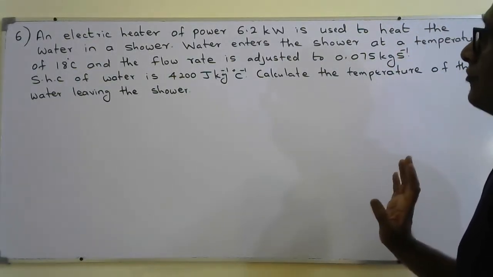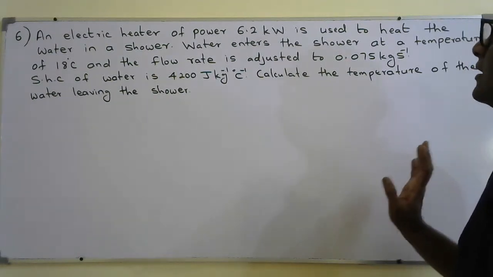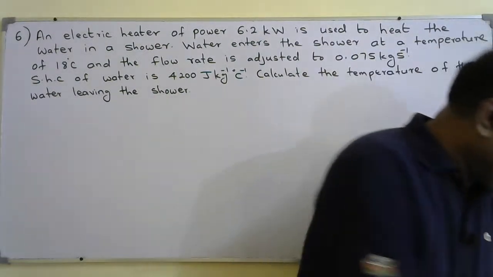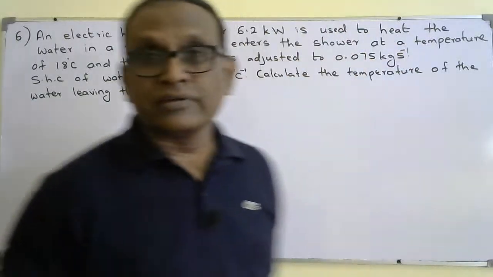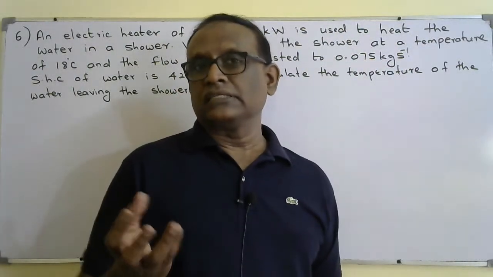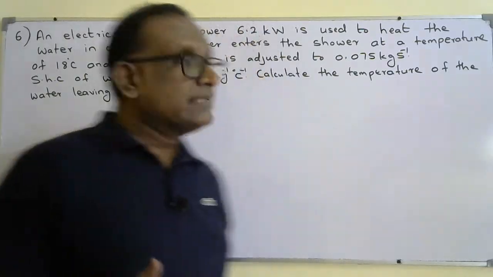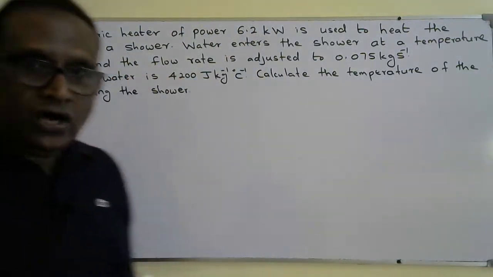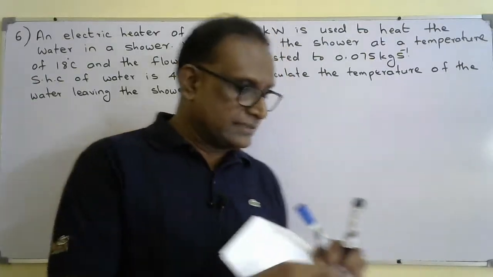The specific heat capacity of water is 4200 joule per kilogram per Kelvin. So if you think, this question is given in terms of flow rate. So we don't have the mass of water heated, and they have given the power of the heater, but how long it's heating is not given. So it's something like this.